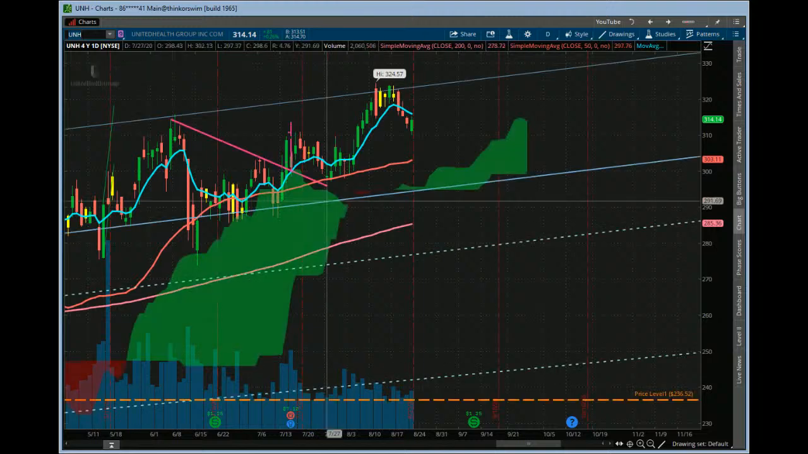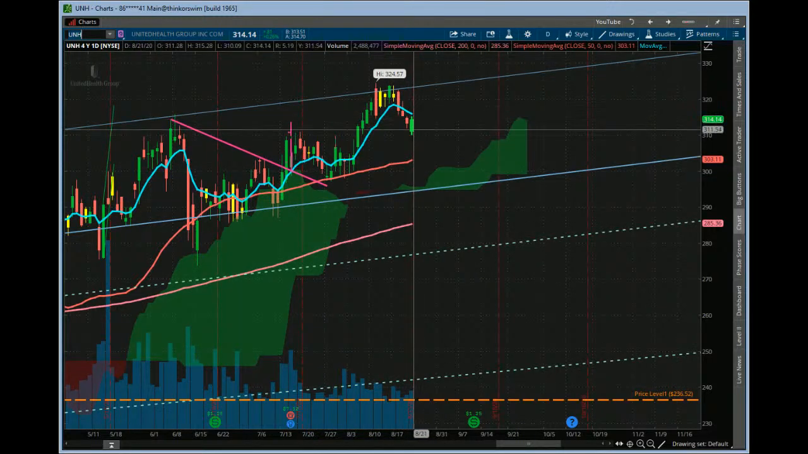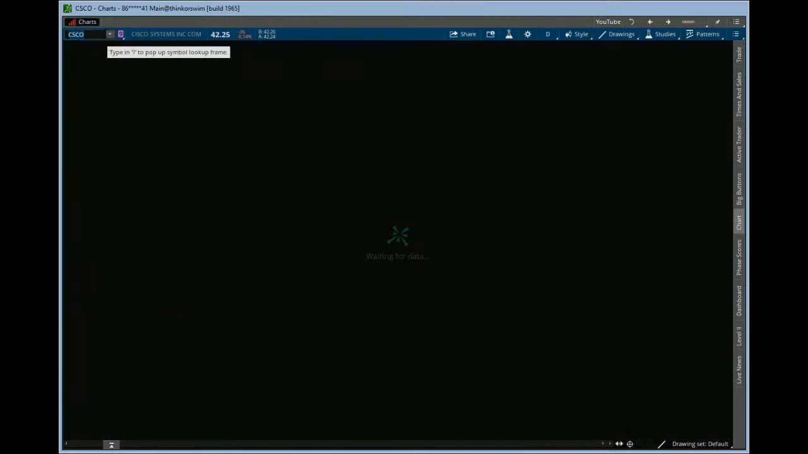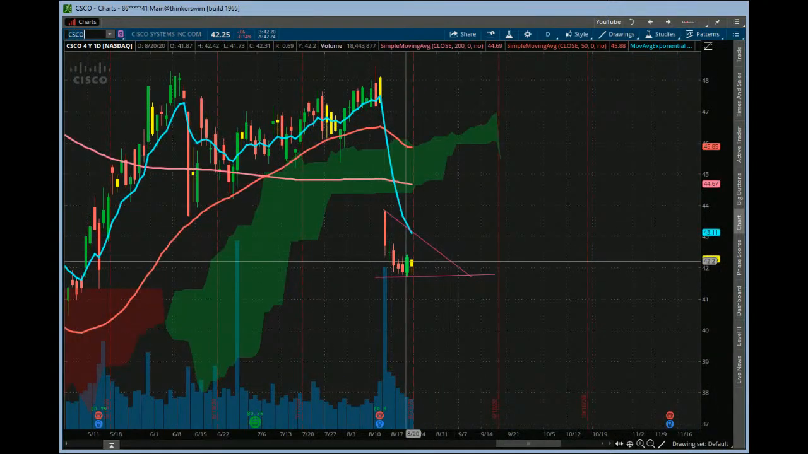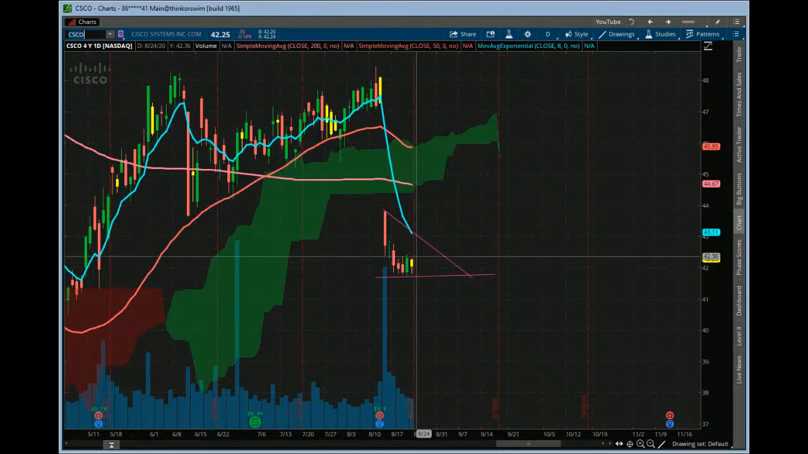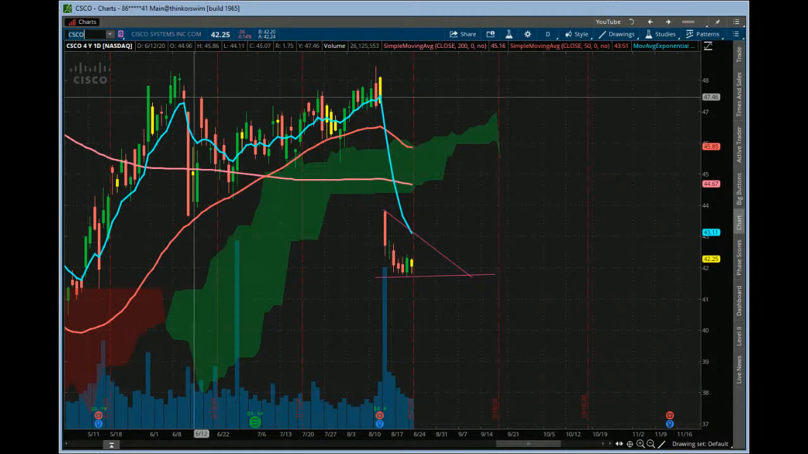UNH, again, kind of curling over here under the ADMA, trying to make a push back up here. Let's see if we can get back above the ADMA and start going again. Cisco, again, kind of like Intel, right? It had this big gap down here, inside day. Let's see if it can work its way up and get out of those trend lines there.